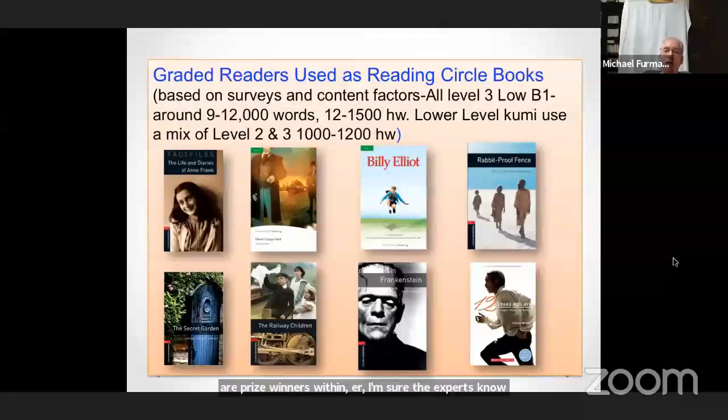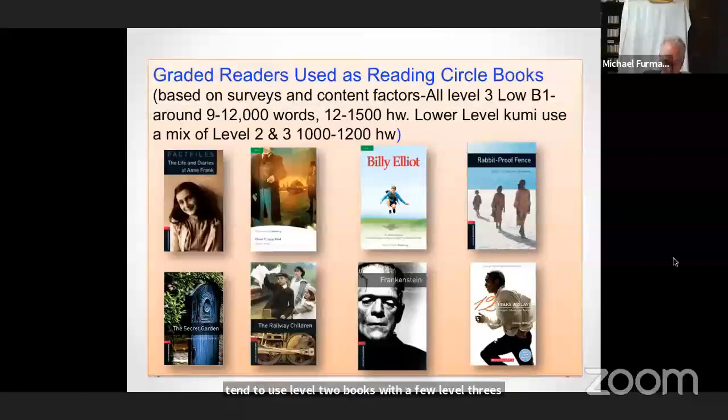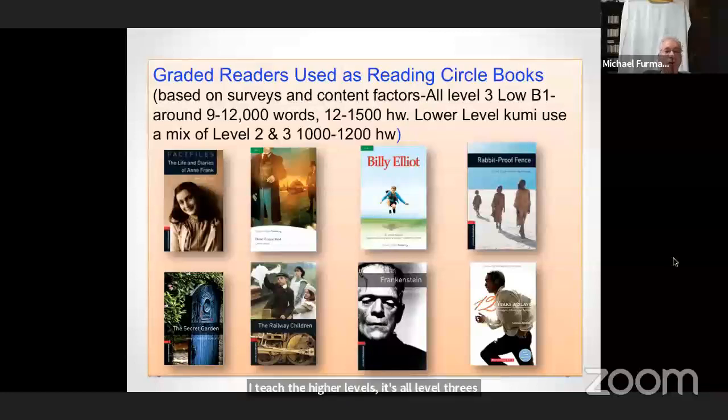They're all level 3s, and I know there are differences between the level 3s of different publishers, but I think those levels are not enormous. They're all between 9 and 12,000 words and between 12 and 1,500 head words. Now, we have a streaming at my university for the first years, 3 levels. The lower 2 levels will tend to use level 2 books with a few level 3s. I teach the higher levels, it's all level 3s, but no level 4s, although the Anne Frank book is pretty close to being a level 4 book.